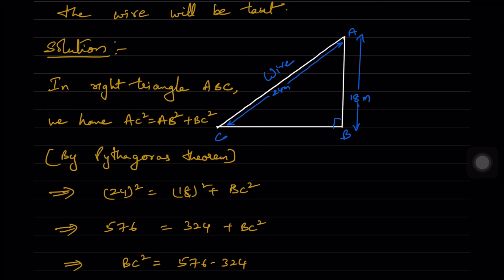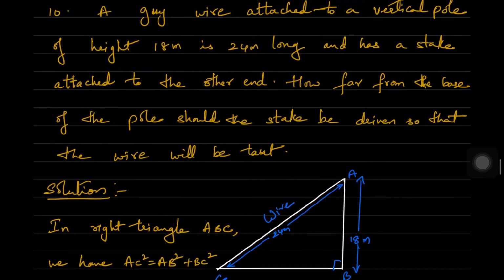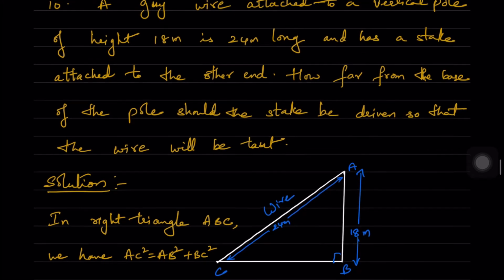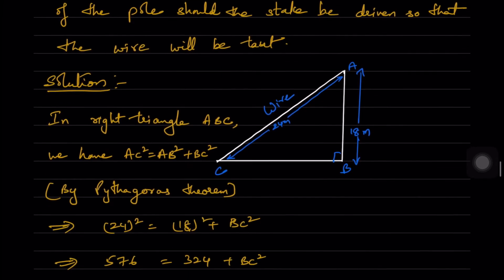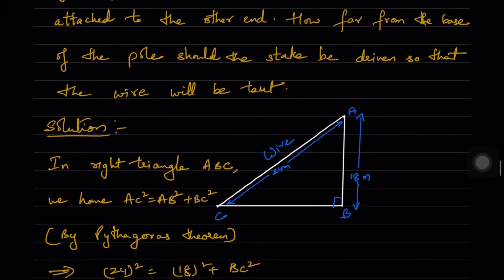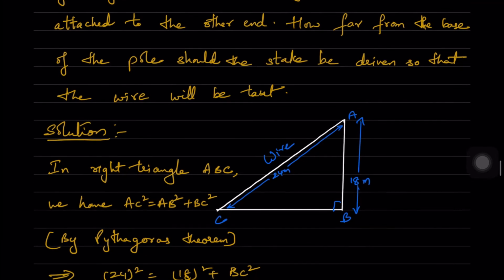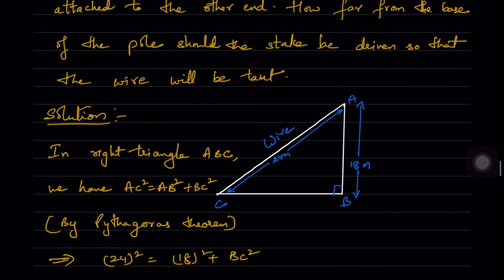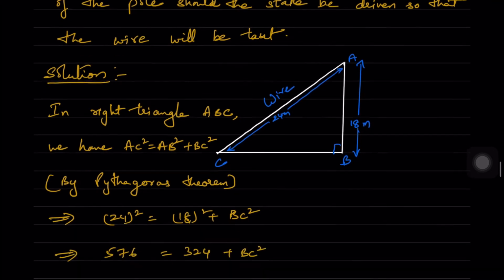Here you can see this is the wire. It is tied to a vertical pole and this pole is 18 meters and this wire is 24 meters long. We have to find out how far from the base of the pole should the stake be driven so that the wire will be taut. Means the wire will be tight over there so that we can tie it from this pole. So what is BC we have to find out.